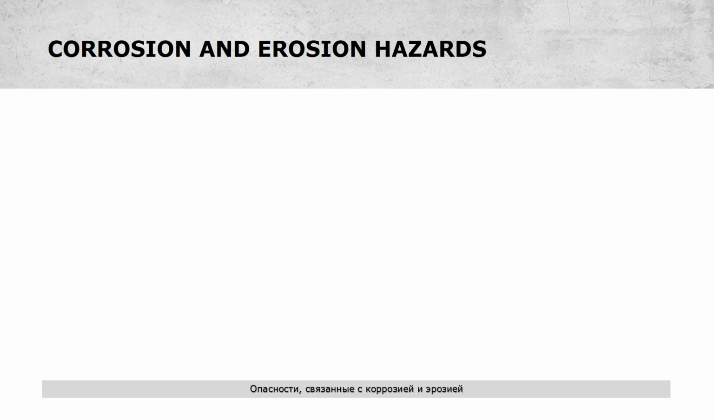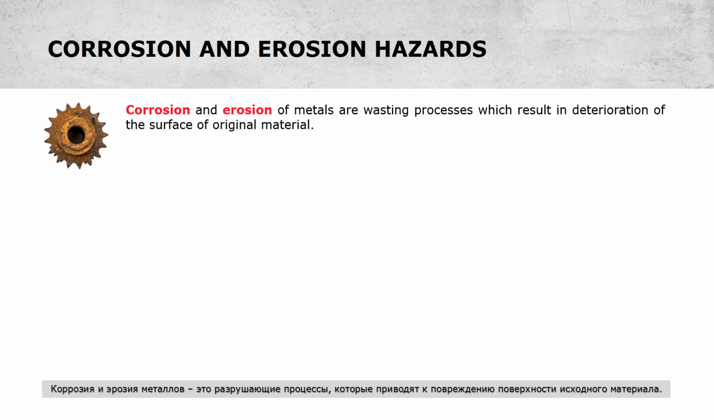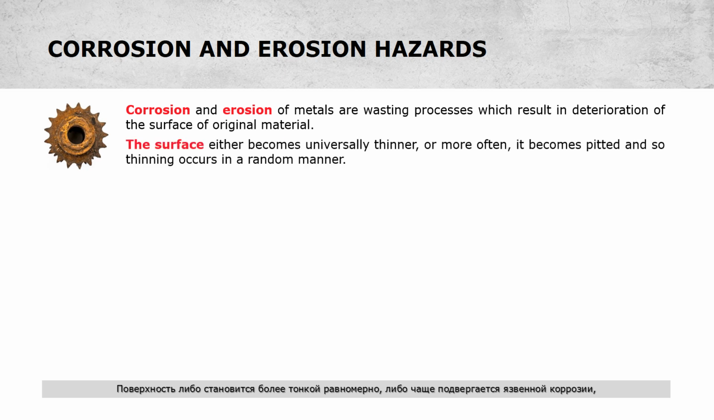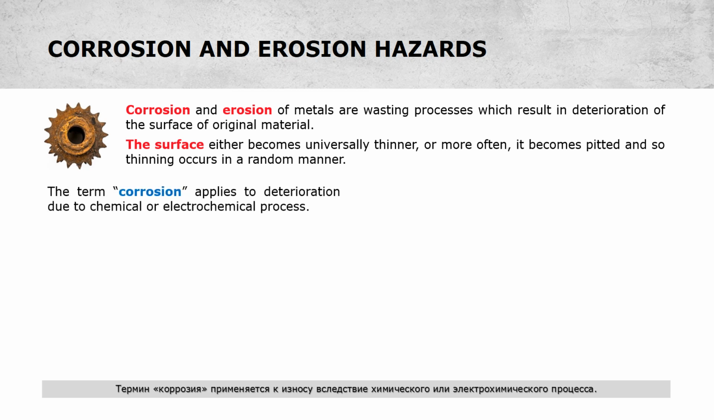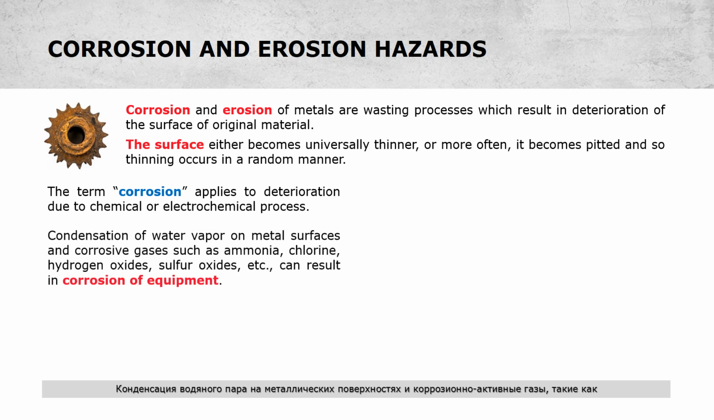Corrosion and erosion hazards. Corrosion and erosion of metals are wasting processes which result in deterioration of the surface of original material. The surface either becomes universally thinner, or more often, it becomes pitted and so thinning occurs in a random manner. The term corrosion applies to deterioration due to chemical or electrochemical process. Condensation of water vapor on metal surfaces and corrosive gases such as ammonia, chlorine, hydrogen oxides, sulfur oxides, etc., can result in corrosion of equipment.